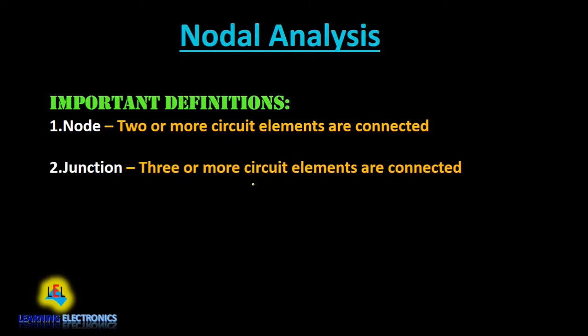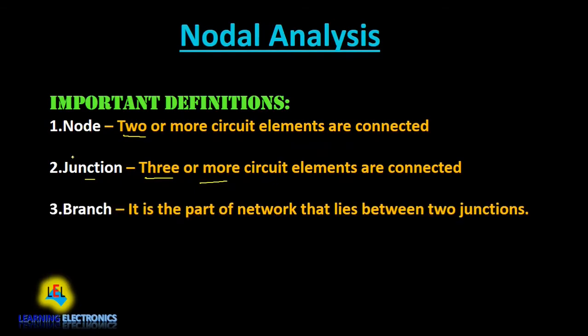When three or more elements or branches are connected at a point, then that point is called a junction. So here we can see the difference between node and junction. At least two circuit elements or two branches should be connected at a point, then only it is called a node. But in a junction, at least three circuit elements or branches should be connected at a point, then only it is called a junction. If it is less than 3, then it will be a node.